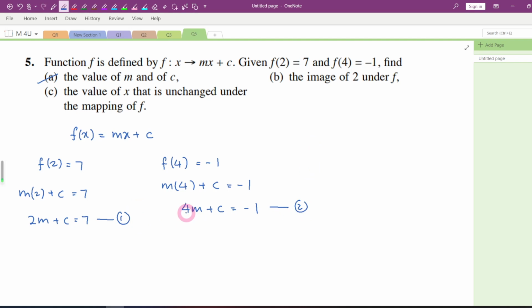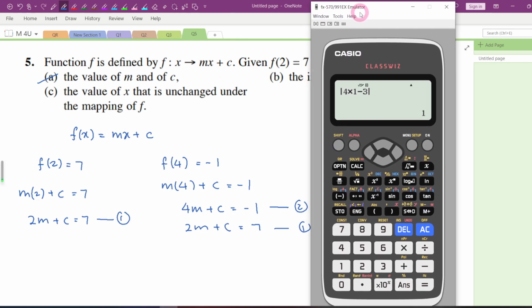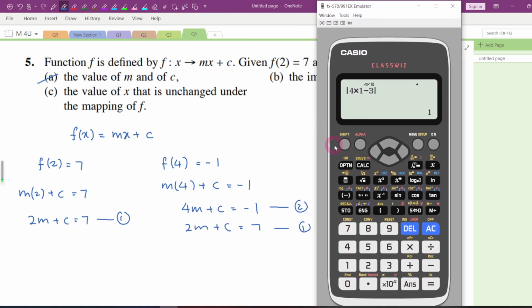So after this, you should be able to solve it simultaneously to get the value of m and c, because you learned this in Form 1. I hope that you still remember. You can use elimination method or substitution method, totally up to you, as long as you use a method which you are more familiar with. So maybe you can just use your calculator first to check what the answer is.